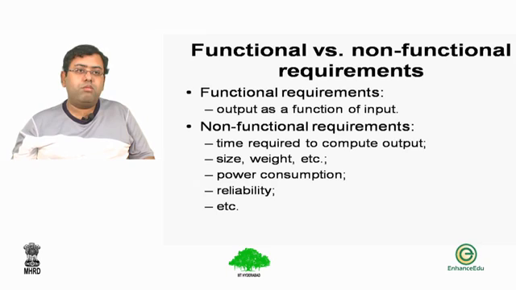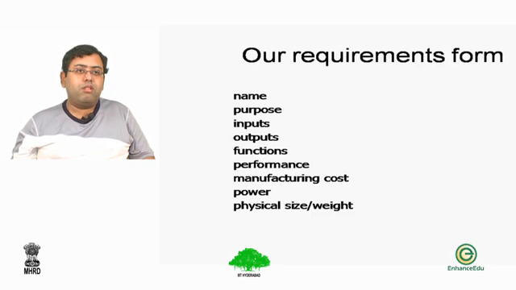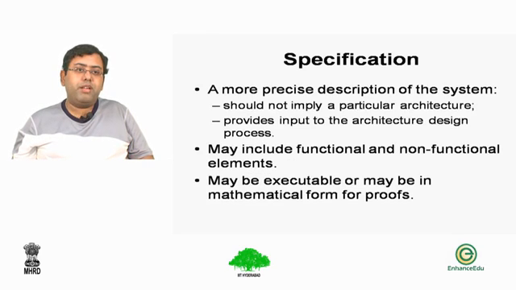So in this slide we can see our requirements form, which basically consists of the parameters as mentioned, and based on the requirements we basically prepare a detailed specification which consists of a precise definition and description of the system. It may not imply a particular architecture, but provides input to the architecture design process. The specification may include functional and non-functional elements. It may be executed or may be available in mathematical forms or proofs.